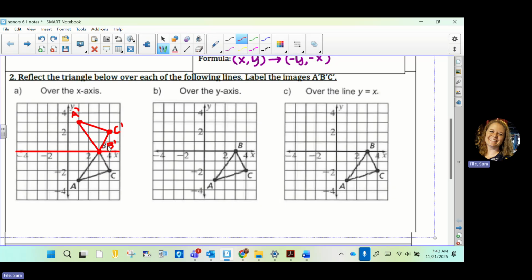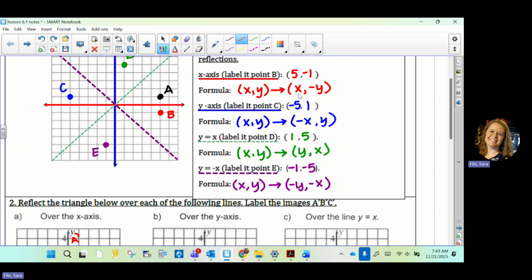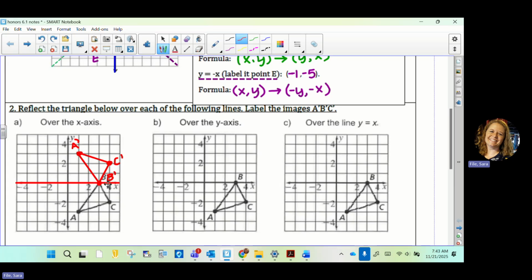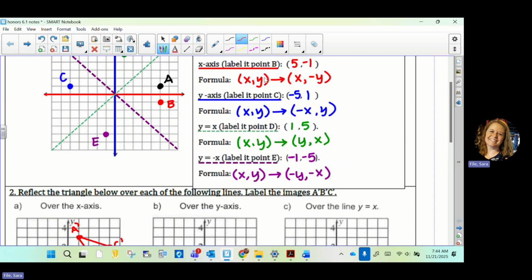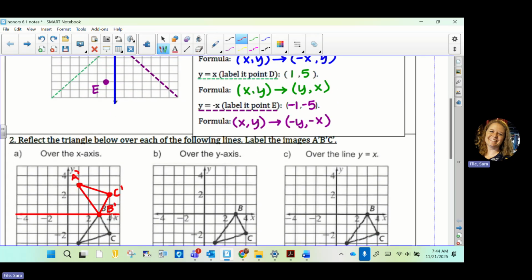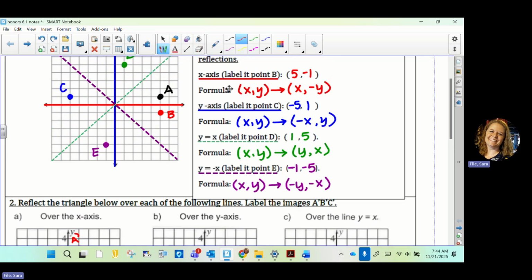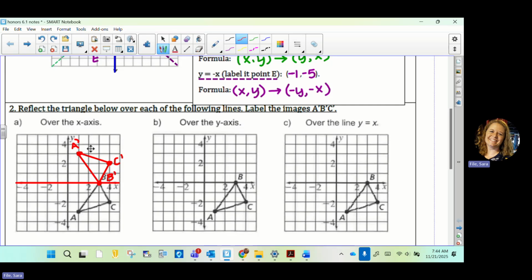Now it doesn't ask you to list the points, but if you did, I want you to notice B was at (3, 0). If the rule says leave X the same and just change the sign of Y, X stays 3, and 0 doesn't have a sign. That's why 0 stayed 0. That's why B didn't change, because it was on the line of reflection. C was at (4, -2). So 4 stayed the same, but my -2 became +2 because I did the opposite. So C prime is at (4, 2). So you can see, if you prefer to use this rule, you can use the rule. If you prefer to just flip it, if that makes more sense to you, do it that way.